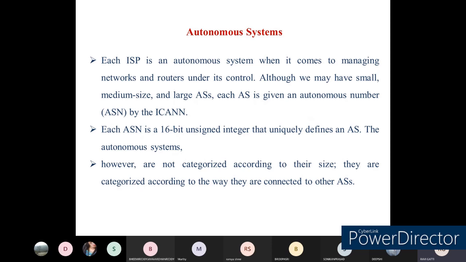In order to give an identity to each internet service provider, we give an autonomous number, which we call the ASN. ASN is nothing but an autonomous system number. To each service provider we allocate a 16-bit unsigned integer, which identifies which internet service provider it is over the network. Okay.